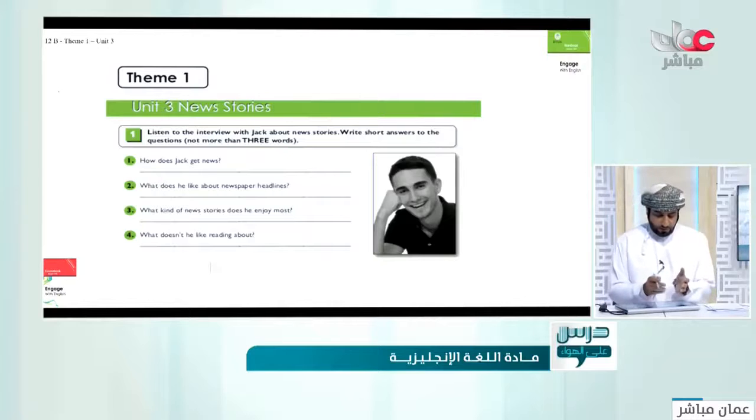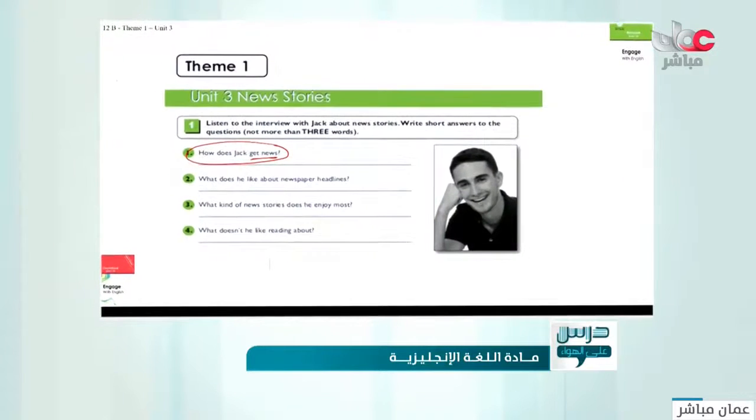So now if we are going to listen to the task, how does Jack get the news? So we are asking about the ways that Jack gets the news. So getting the news from where? From the mobile, from messages, from whatever things. What does he like about newspaper headlines? For example, Jack likes the language of the headline, like the shiny words or whatever.